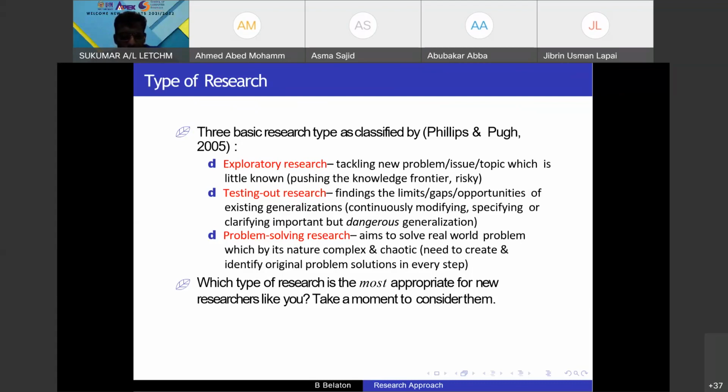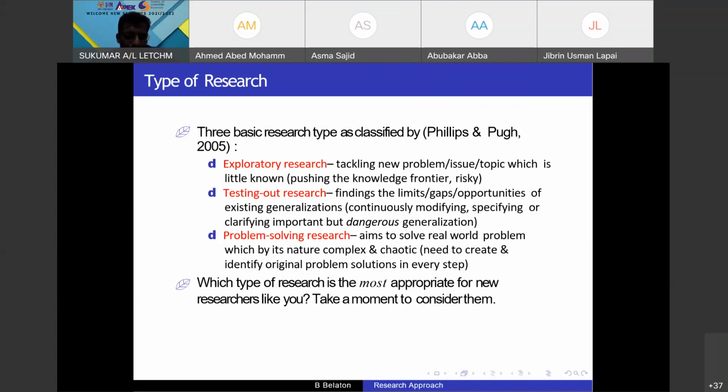Yes. For a new researcher, it can be exploratory, I believe. It would be much less risky. Any other one? Exploratory, you say less risky, is it?